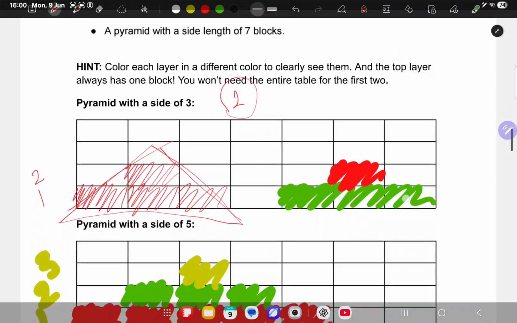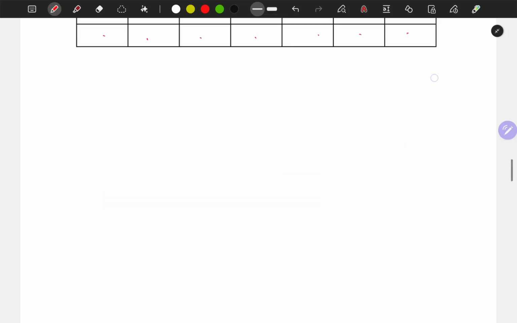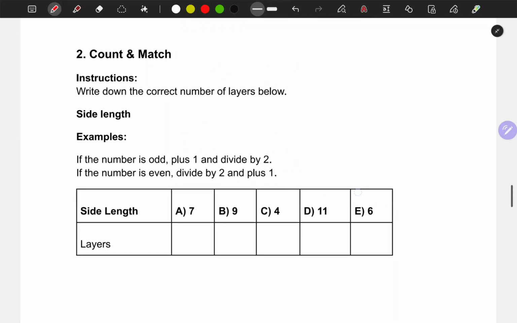Perfect. Good. Let's move on to this one. I'm not going to do this one for you. I want you to do this by yourself, but it should be fairly easy. As a matter of fact, you only have 1, 2, 3, 4, 5, 6, 7 to work with anyway. So yeah, it should be really easy. Okay, good. We'll move on.